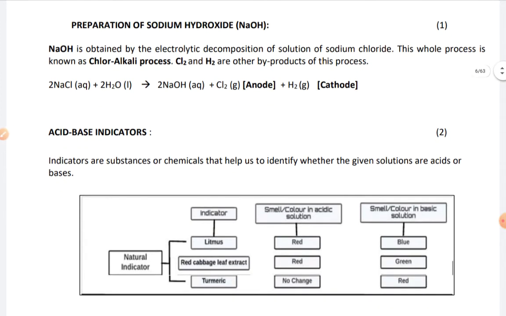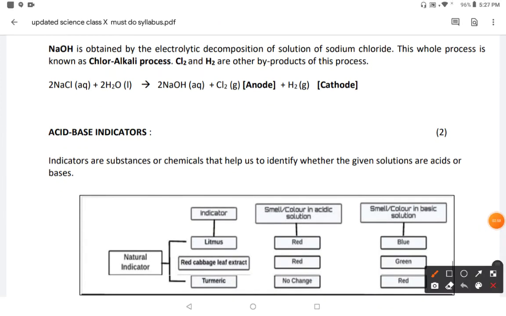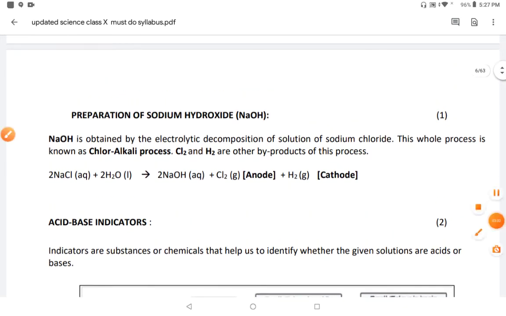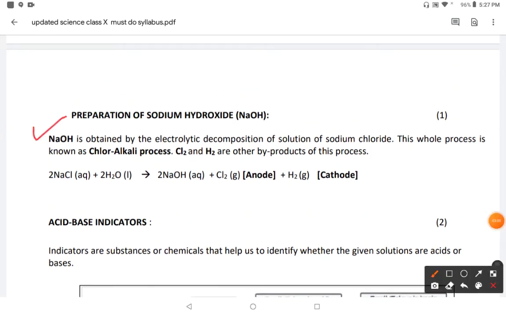Now the next important topic is how to prepare sodium hydroxide, which is a strong base. How can we prepare it? NaOH is prepared by electrolytic decomposition of the solution of sodium chloride. This whole process is called the chloralkali process.